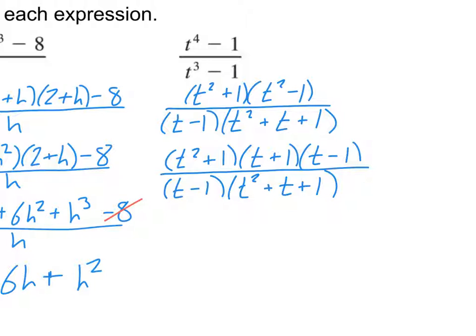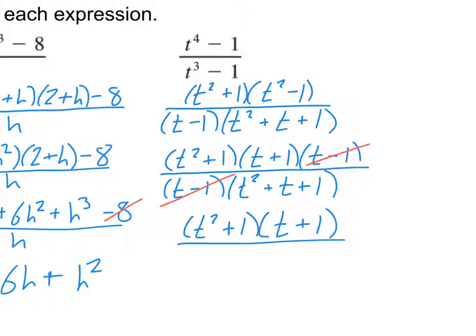All right. So it looks like now everything's factored as far as it can possibly go. Is there anything that can cancel? Yes, there is. Notice the t minus 1's cancel out. And so my final simplified expression is going to be t squared plus 1 times t plus 1 on the top, and on the bottom, it's going to be t squared plus t plus 1.